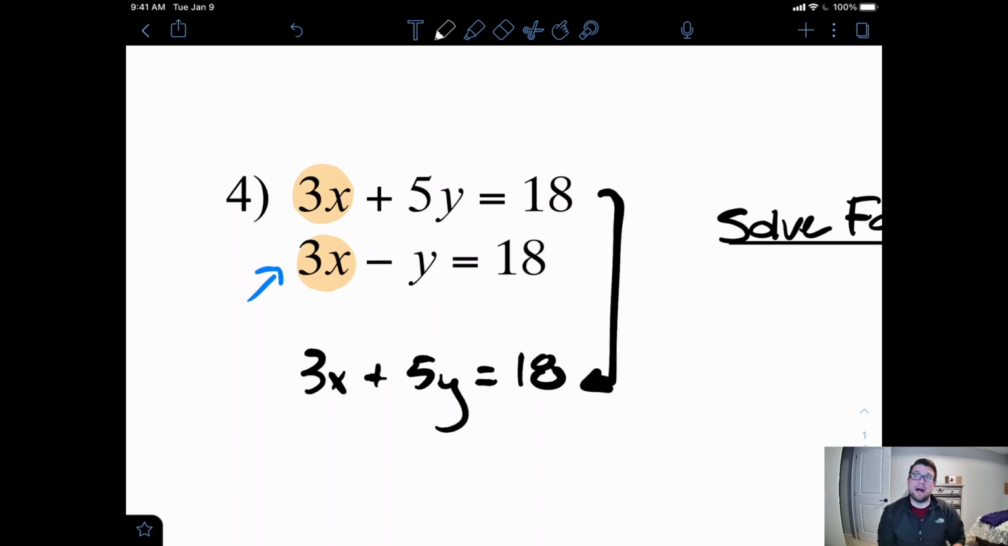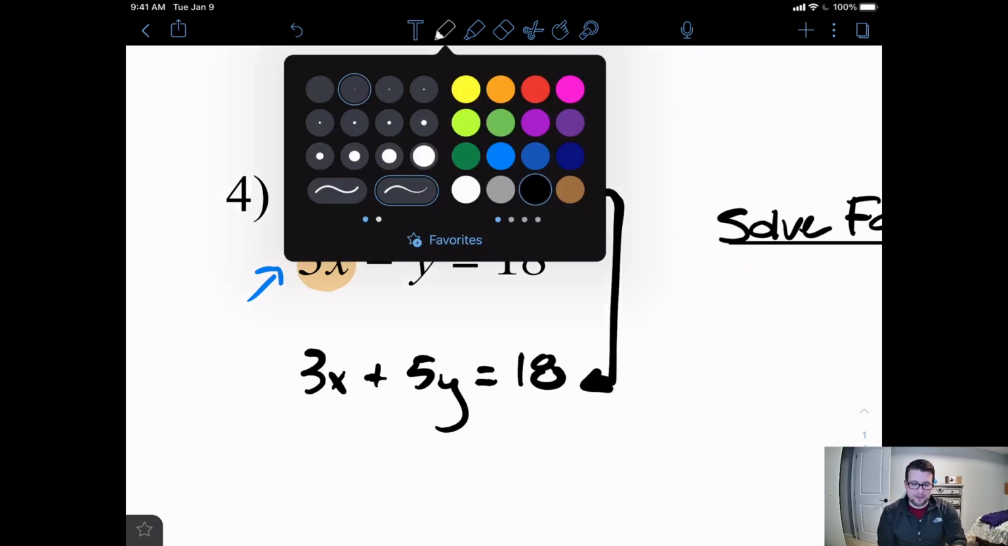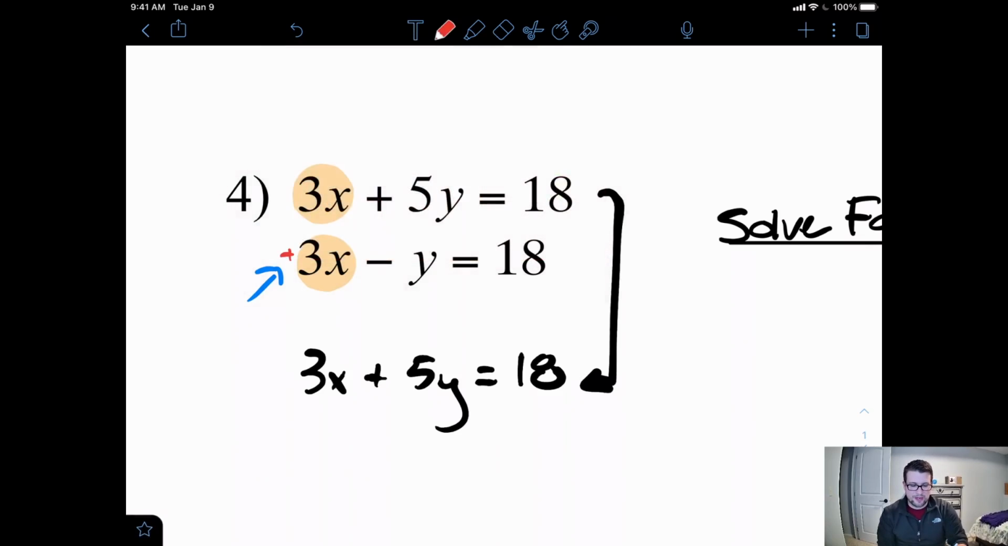But my bottom equation, every number is going to have a different sign. So right now this is a positive 3x, so now it's going to be a negative 3x. This is a minus 1y, so now it's going to be a plus 1y. And this is a positive 18, so now it's going to be a negative 18. Right? Every sign gets changed.